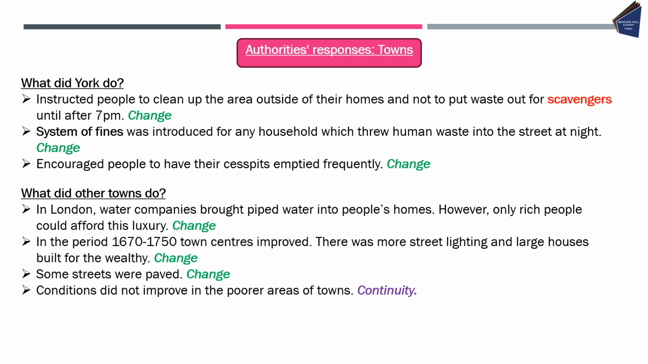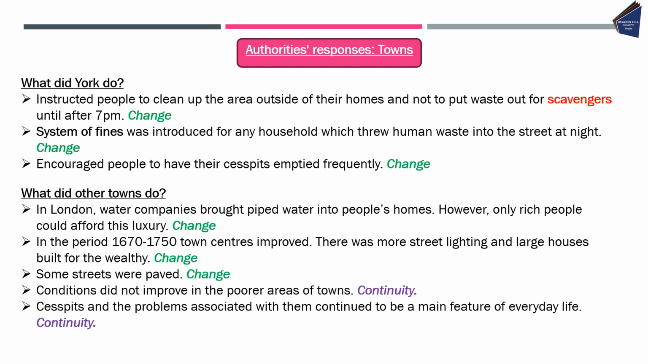So there is no real effort by authorities to improve the conditions of the poor in England. And cesspits and the problems associated with them continue to be a main feature of everyday life for both the rich and the poor, really. There is not an effective way yet to dispose of excrement and urine.